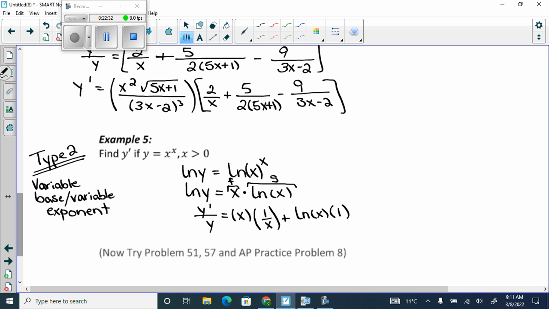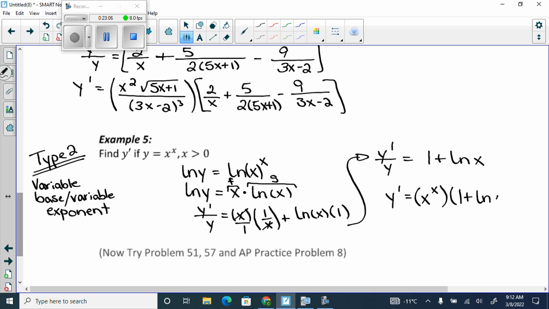Now that first term, the x and the 1 over x, what can we do? Yeah, they get put together and it's a 1. Not a 0. They don't just cancel off and go away. It's 1 plus ln x on that side. So we're going to get y prime over y equals 1 plus ln x. And then what do I have to do last? Bring the y up and replace. So we're going to get y prime equals x to the x, 1 plus ln x. Done.